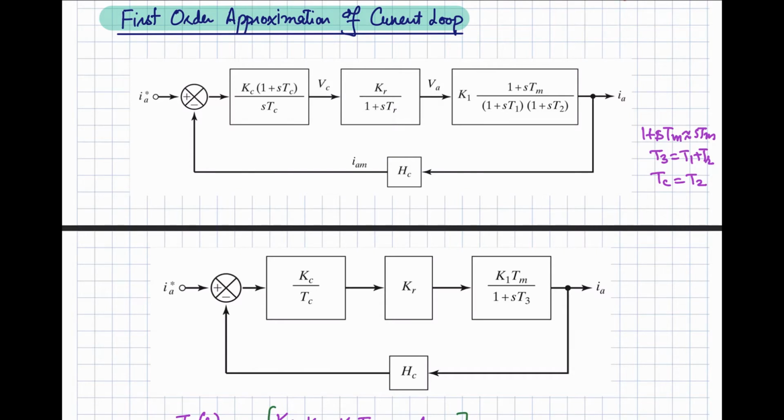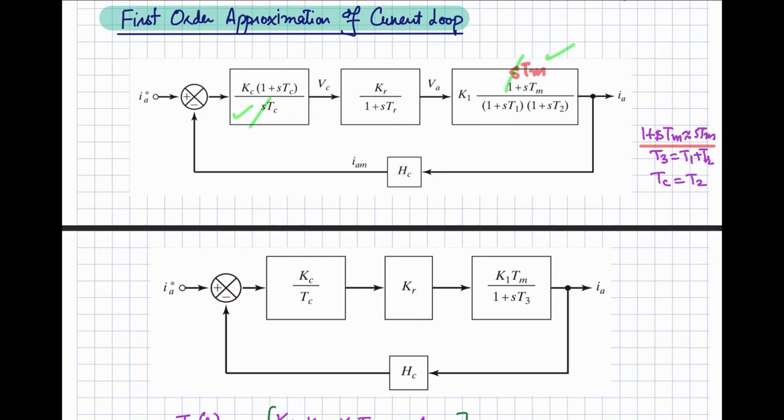Now we can make certain assumptions as we did in the previous case, that we can assume that 1 plus STM is equal to STM. We can ignore 1 because this is very close to the gain crossover frequency, so we can neglect this one. If you neglect that one, you can represent it like that, STM. When you represent it like that, this S and this S will be cancelled out, or you can say this zero is going to cancel this pole.